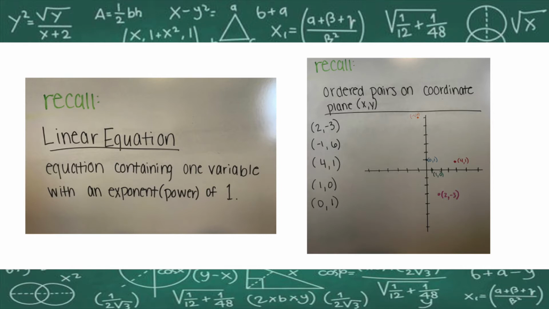I would then review ordered pairs by drawing a graph on the board and a few coordinates, and then I would have the students volunteer to come up and plot those points on the graph. This would transition into the lesson about linear equations in slope-intercept form.